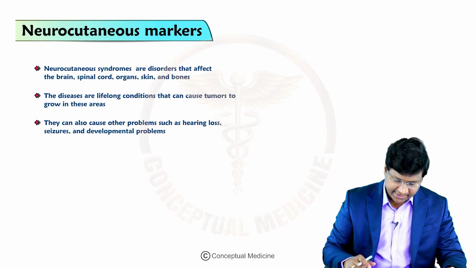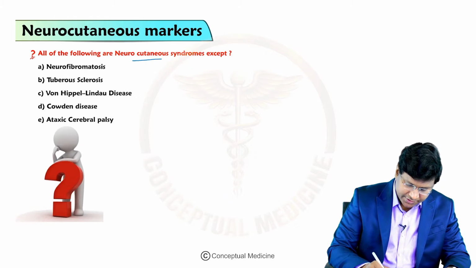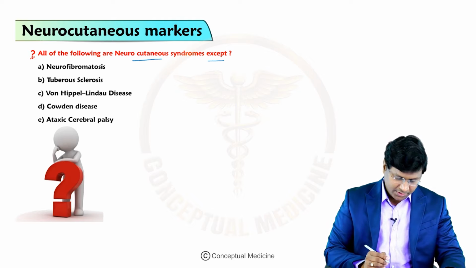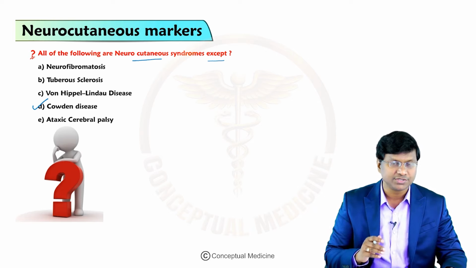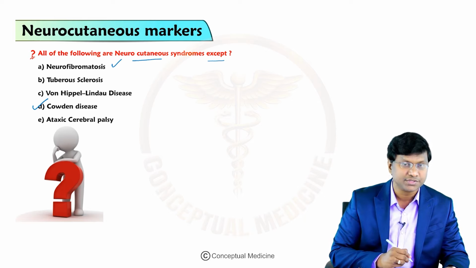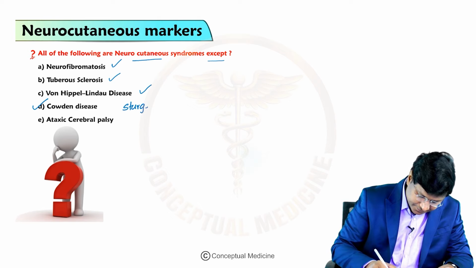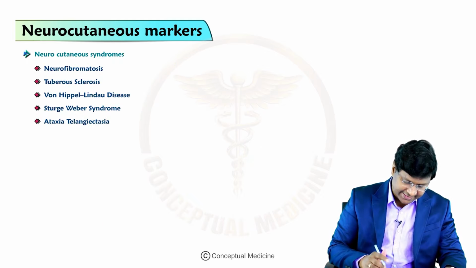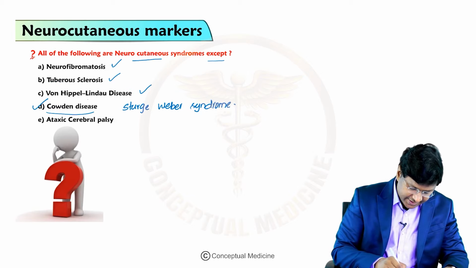Now, what exactly are the neurocutaneous markers? All of the following are neurocutaneous syndromes except: neurofibromatosis, tuberous sclerosis, von Hippel-Lindau disease, Cowden disease, ataxic cerebral palsy. Among these, Cowden disease is not a neurocutaneous syndrome. The neurocutaneous syndromes are neurofibromatosis, tuberous sclerosis, von Hippel-Lindau syndrome, Sturge-Weber syndrome, as well as ataxia telangiectasia. So these are your neurocutaneous markers or neurocutaneous syndromes. Then what exactly is Cowden disease?